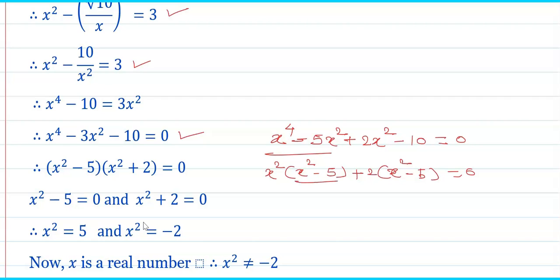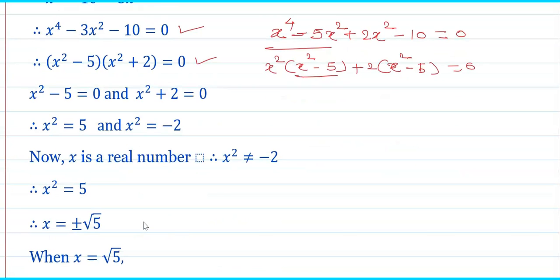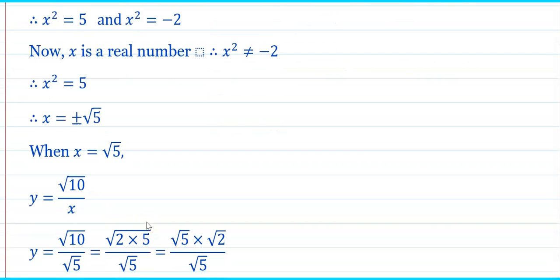Therefore, in the first bracket x squared minus 5, in the second bracket x squared plus 2. Again, x squared minus 5 is equal to 0 and x squared plus 2 is equal to 0. Therefore, x squared is equal to 5 and x squared is equal to minus 2. The square of a real number is not negative, therefore x squared is not equal to minus 2. This is not possible, therefore x squared is equal to 5. If you take the square root on both sides, you will get x is equal to plus or minus root 5. First we take x is equal to root 5, but what is y?